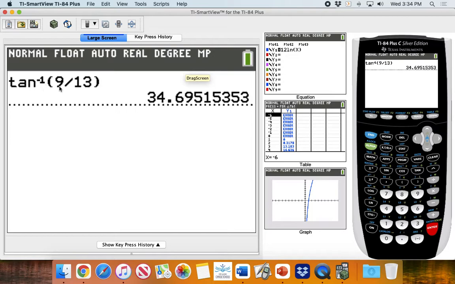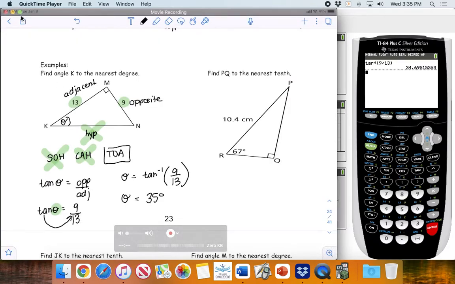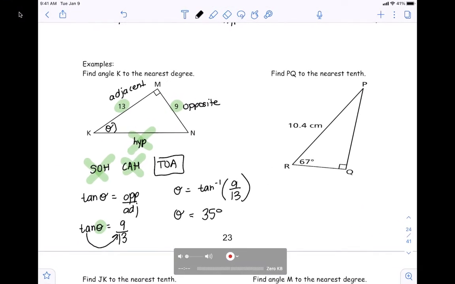So tan inverse 9 divided by 13 gives me this, and I'm going to round to the nearest degree because that's what they want. So instead of 34, I'm going to round to 35 degrees because this 6 means you have to move this one up. So I wrote my answer down. 35 degrees is my final answer.